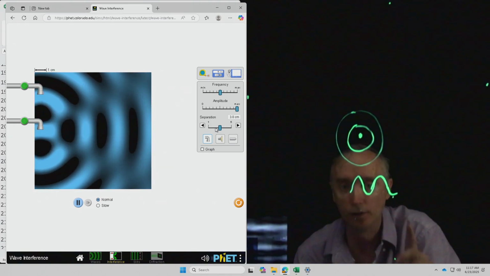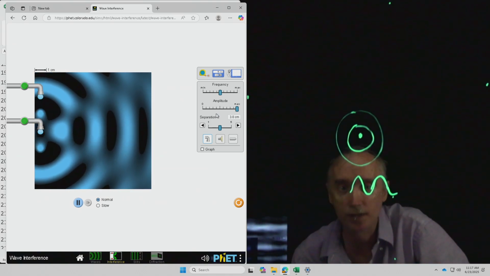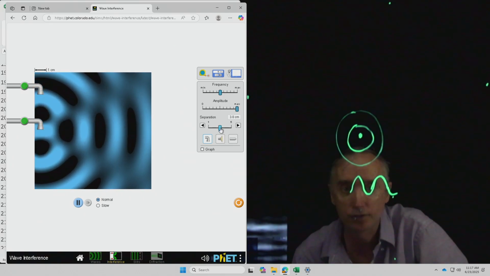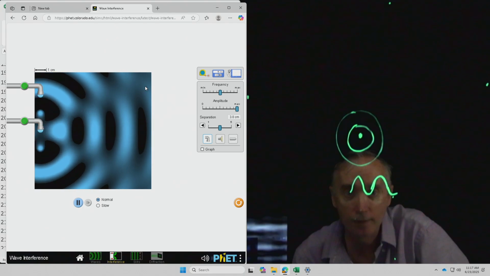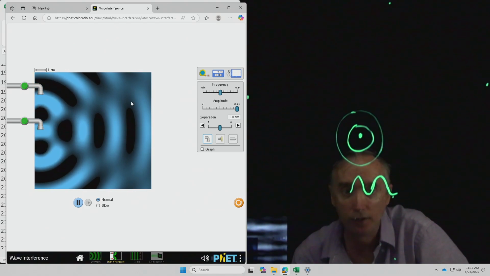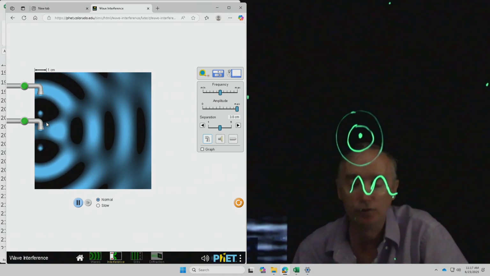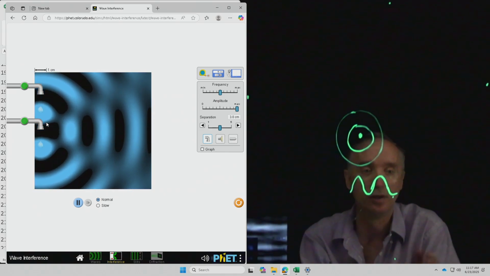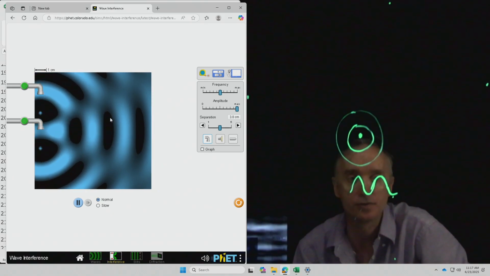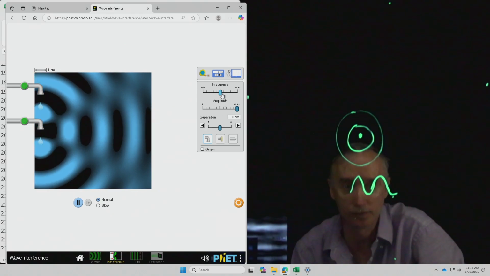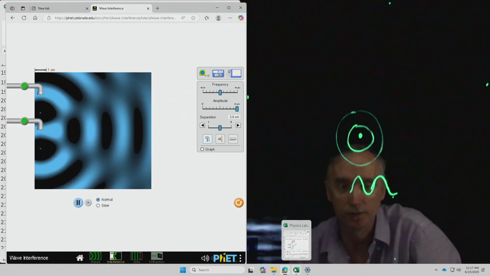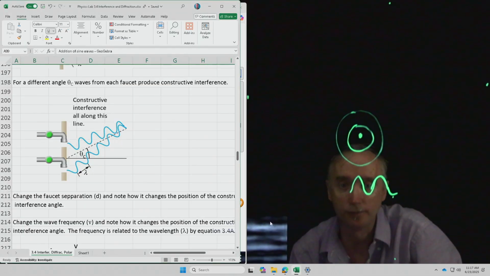And what I want you to be looking for is, as you change the frequency and the separation, look at what happens to the angle. So the angle here, and you should notice that that angle will either increase or decrease as you change these different sliders here. So be on the lookout for that. So let's go back to it.